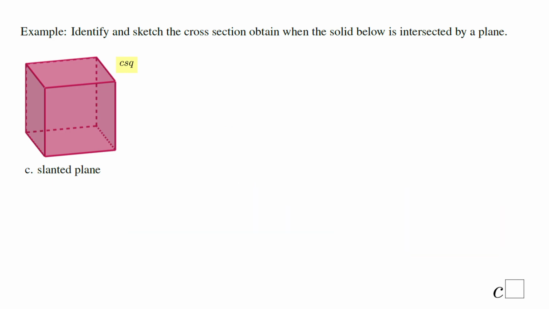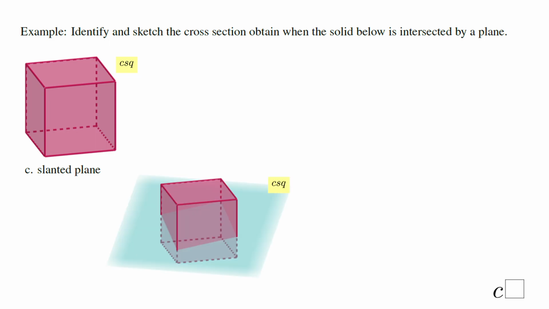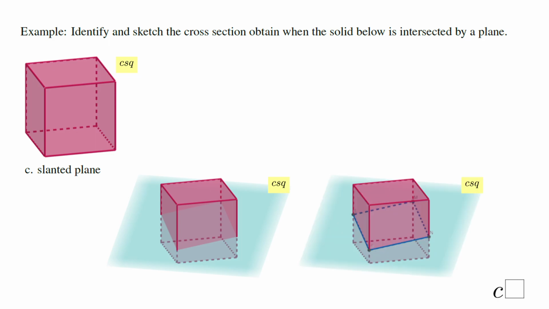And let's go to the last choice, when you have a slanted plane. Let's take a look at what kind of cross-section we can get. There you go. It's still a quadrilateral. I'm going to call it like that. We see those four sides. You see them here. So that is one choice. You can get a quadrilateral.